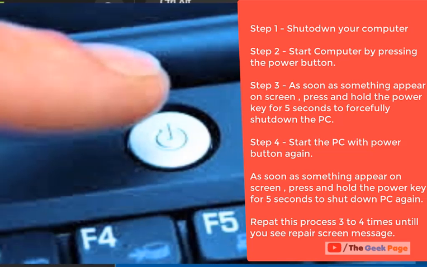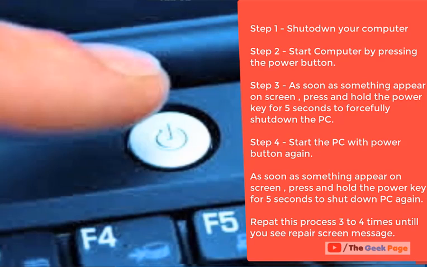First of all, make sure your PC is shut down and then press the power button to start your PC. Now, as soon as something appears on the screen of your PC, any logo of the manufacturer or anything, just press the power button and keep it pressed for 4 to 5 seconds so that it gets forcefully shut down.